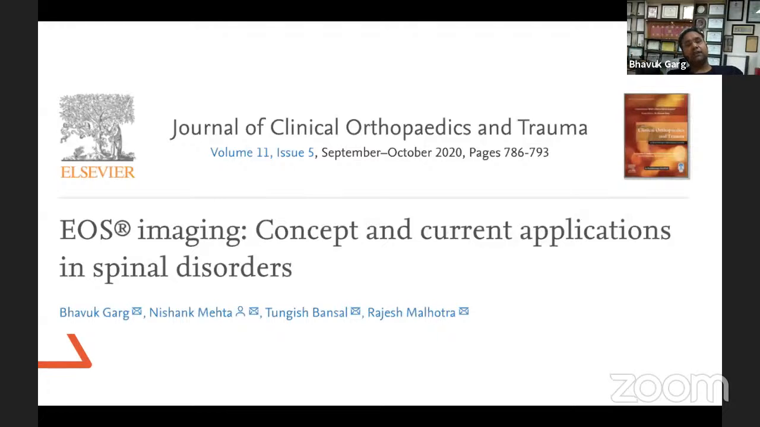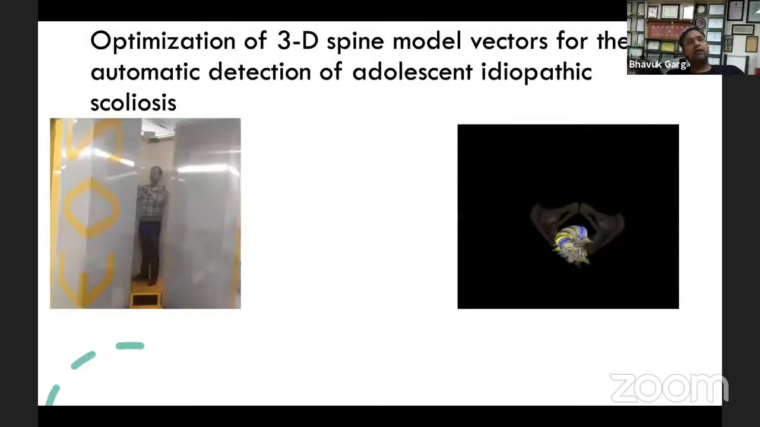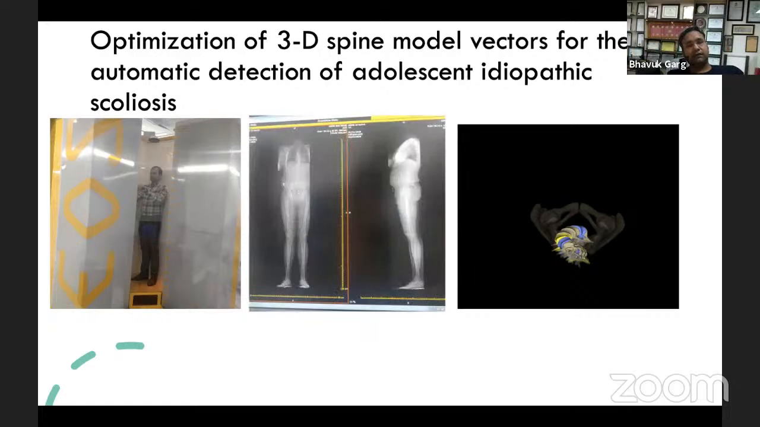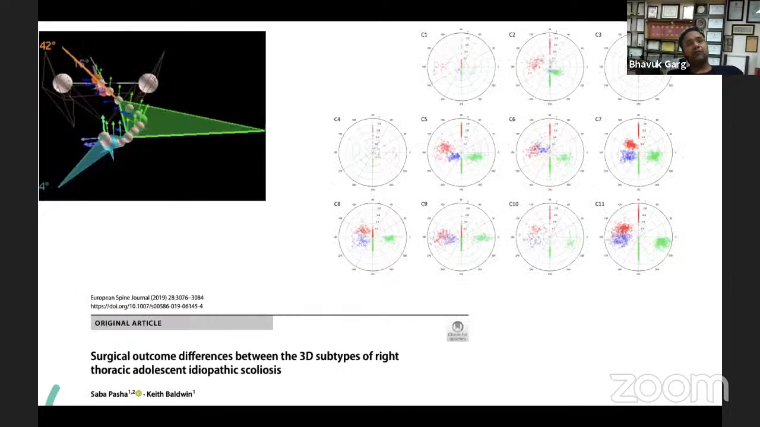Another advance is EOS imaging. It's a Nobel Prize winning technology which reduces the radiation. We are fortunate enough to have this machine at AIIMS, and it can help you get the full-length X-rays with 45 times less radiation as compared to a normal X-ray, and you can get a 3D reconstruction with the help of this. In case of scoliosis and spinopelvic deformity, it has revolutionized things.